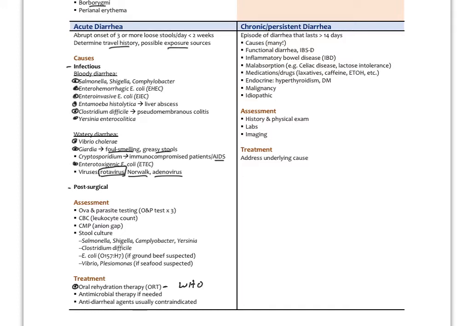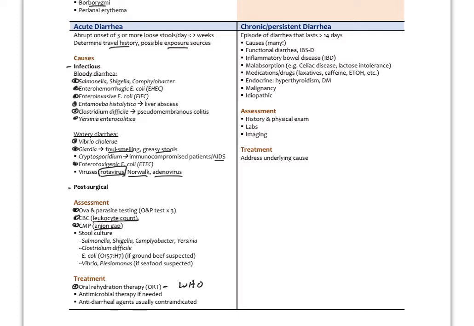But we might want to check for different parasites, and that would be the ova and parasite testing times three. The CBC would tell us, in this case not about anemia, but about your white blood cells if they're elevated. A CMP might look for if you're having severe dehydration. You can get what's called an anion gap. We'll talk about that later in the kidney section. And then we can do stool cultures for specific agents if necessary. Again, for the majority of these, we don't culture or look for them. We just support the body as the immune system does the work to clean up.